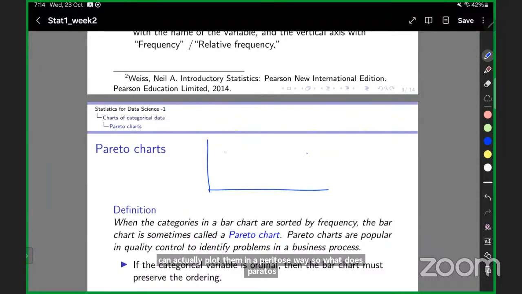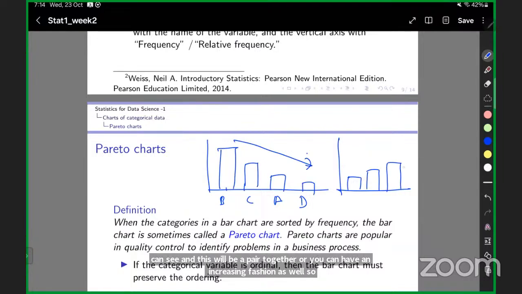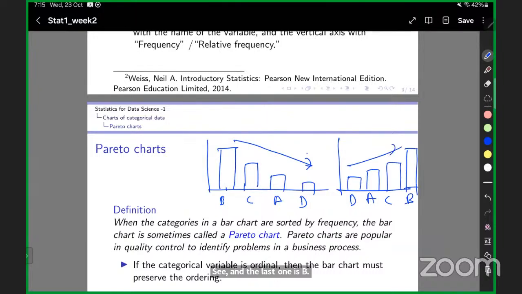You always choose the highest category as the first one. It could be B, then a little less, then a little less, and a little less also. So it will be in order, right? So you'll have it in decreasing order, and this will be a Pareto, or you can have it in increasing fashion as well. So D, A, C, and the last one is B. You can have both fashions, but it should be increasing or decreasing, right? So here it is decreasing, here it is increasing. Both ways are called a Pareto chart.